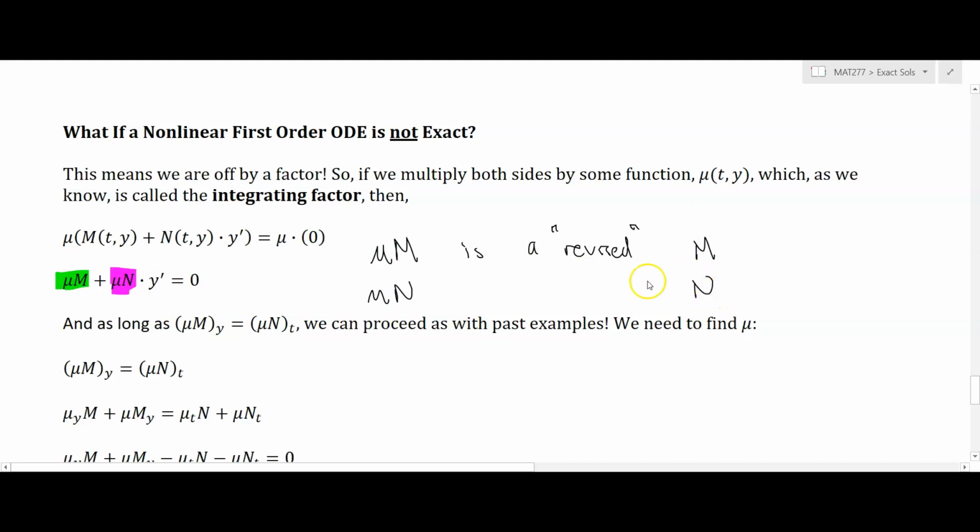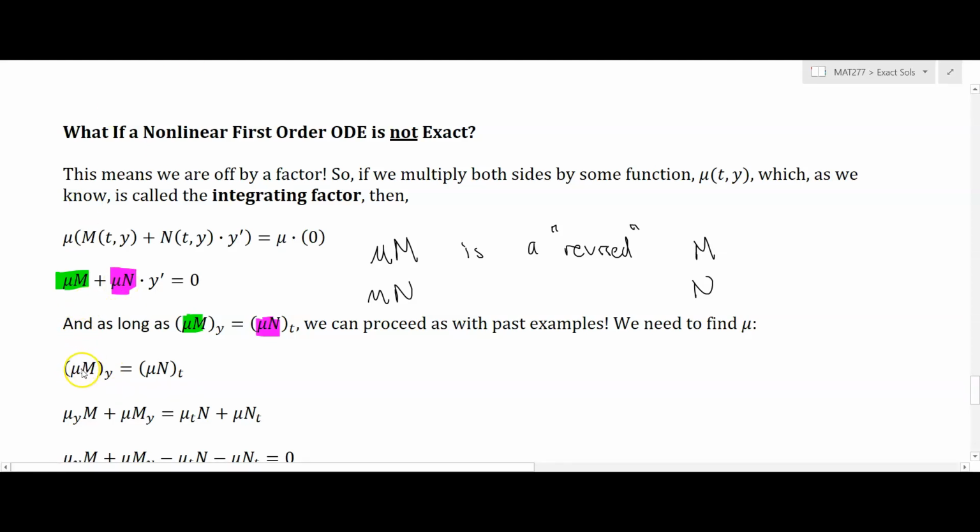And so still the same thing holds here. We'll be able to use that multivariate chain rule as long as the derivative of this with respect to y is equal to the derivative of this with respect to t. Don't let it throw you off that it's mu M now. That's just some brand new function. All we've done is scale both sides of the equation to incorporate the piece that we need. Now, how do you calculate the derivative of mu M with respect to y?